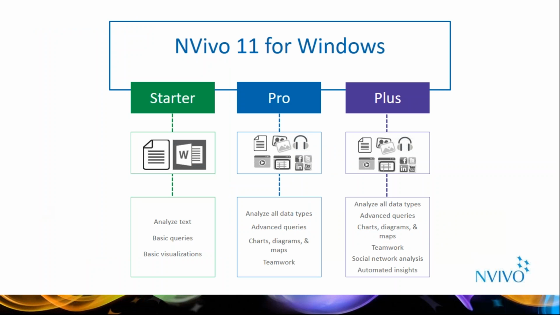With NVivo 11 for Windows, QSR has 3 versions. There is a Starter, a Pro, and a Plus edition. With the survey data work that we'll be looking at today, we will be focused on the Pro and Plus versions. So NVivo 11 for Windows Pro and Plus have the capability of working with survey data.